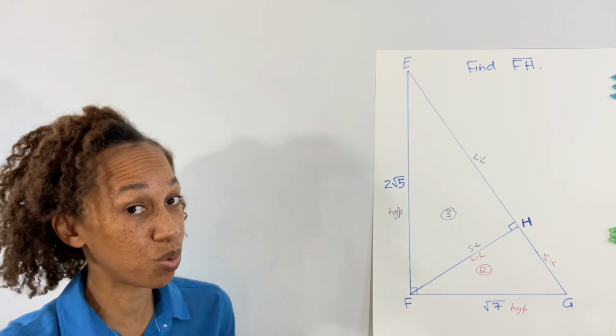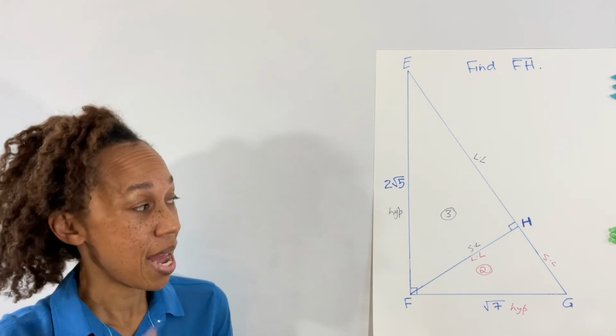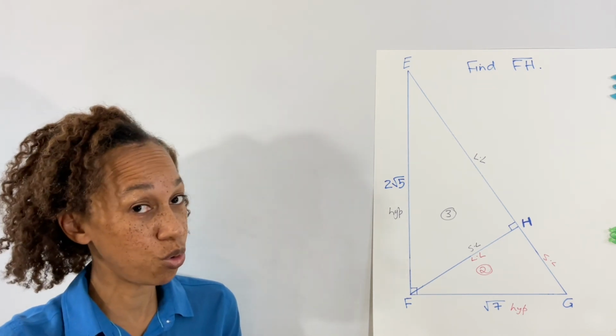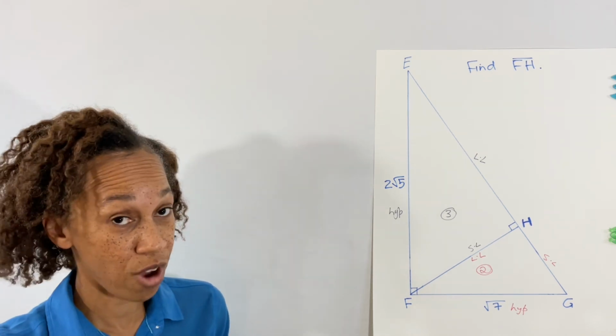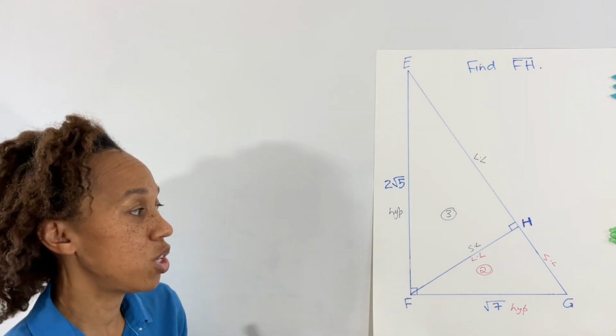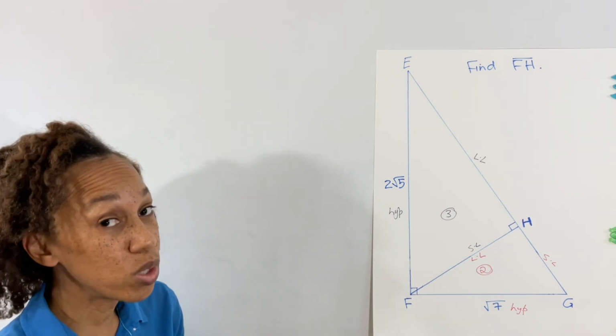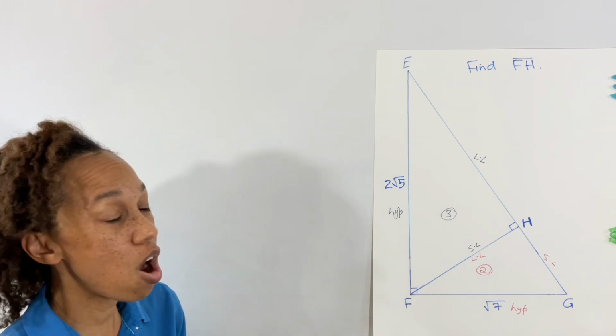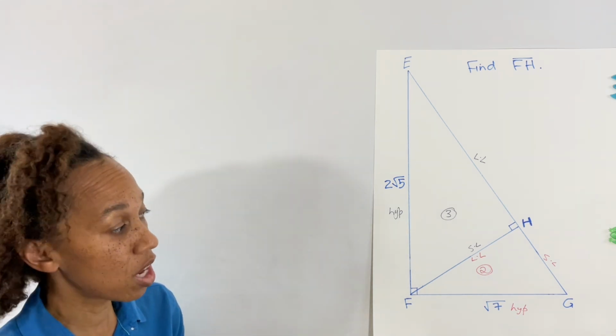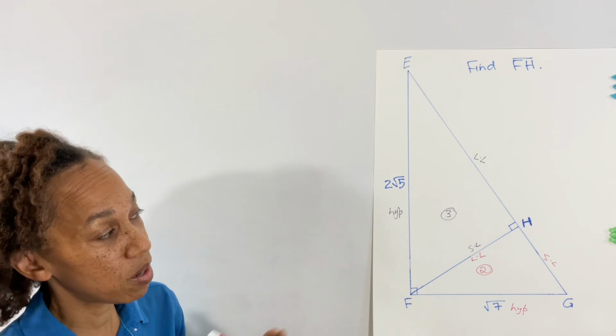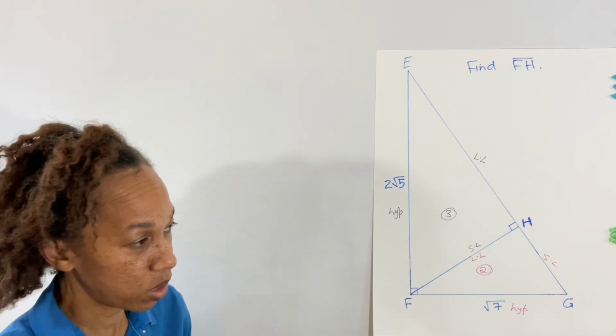In one, the hypotenuse was given to you in one measurement, and in the other one, it was split in 2 for the 2 triangles. First, let's find the hypotenuse for this main triangle, and then we will be able to use that and use any of the ratios to find the measurement for the altitude. So let's get into it.